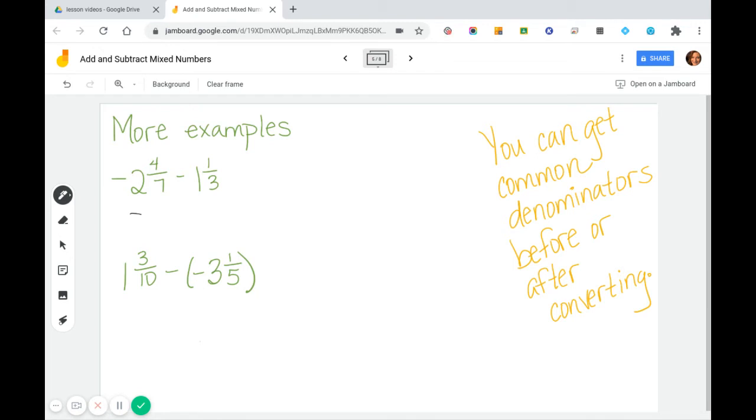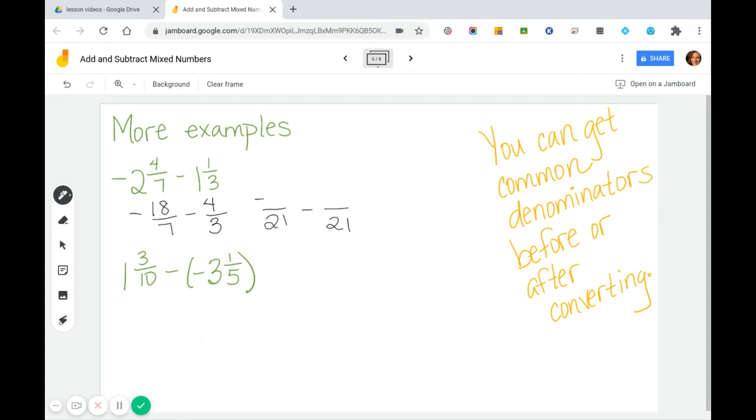7 times 2 is 14. Plus 4 is 18 over 7. Minus 3 times 1 is 3. Plus 1 is 4 over 3. I need common denominators. 7 and 3 will both go into 21. So I'm going to rewrite these with a 21 on the bottom of each.